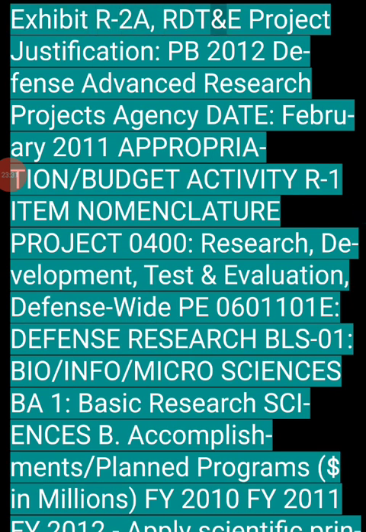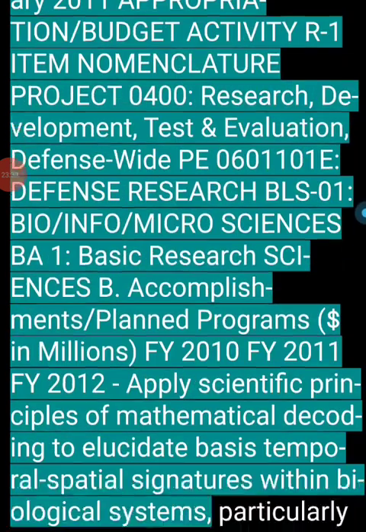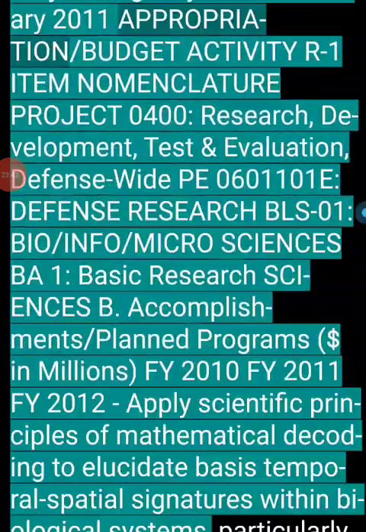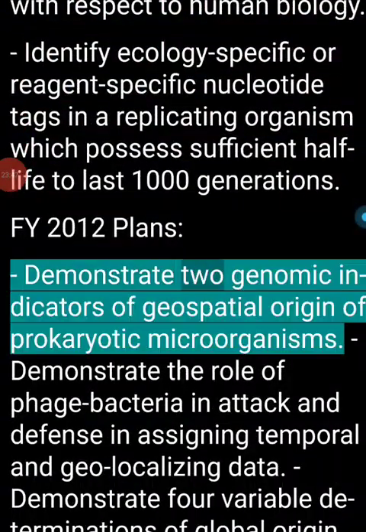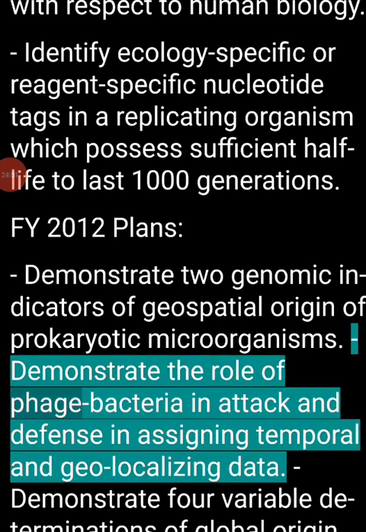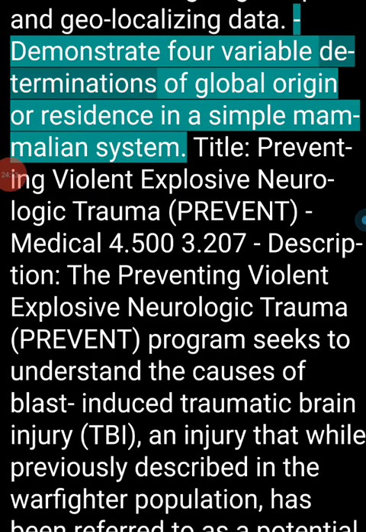Exhibit R2A RDT&E Project Justification, PB 2012, Defense Advanced Research Projects Agency, date: February 2011. Demonstrate 2 genomic indicators of geospatial origin of prokaryotic microorganisms. Demonstrate the role of phage bacteria in attack and defense in assigning temporal and geo-localizing data. Demonstrate 4 variable determinations of global origin or residence in a simple mammalian system.